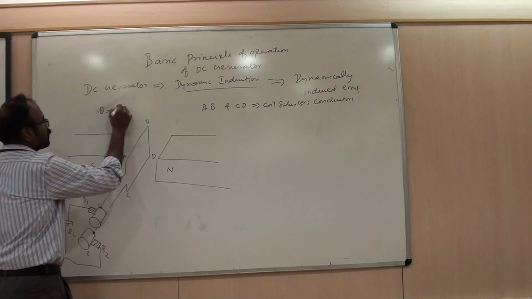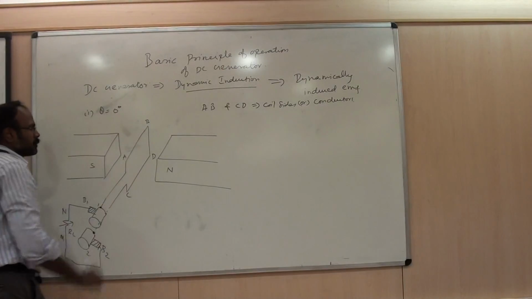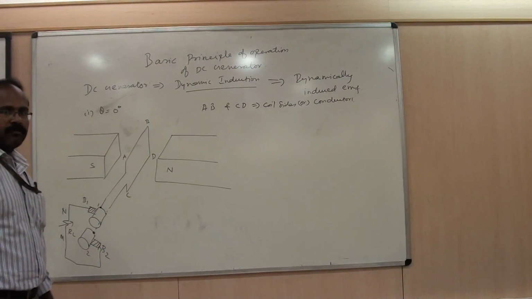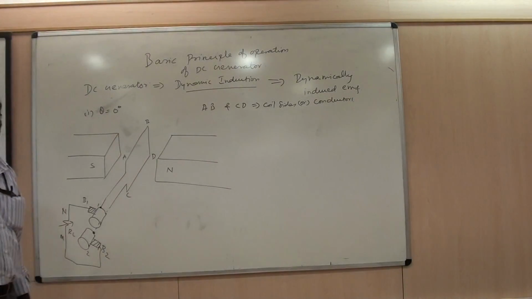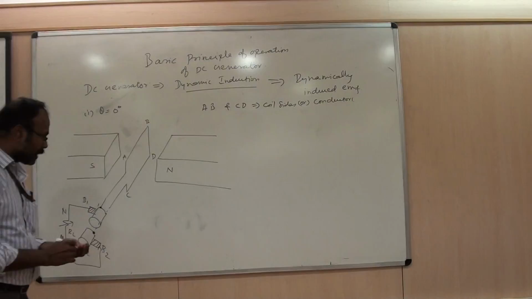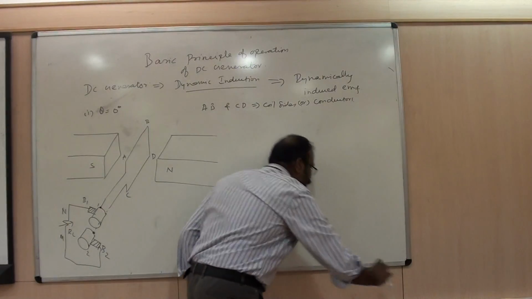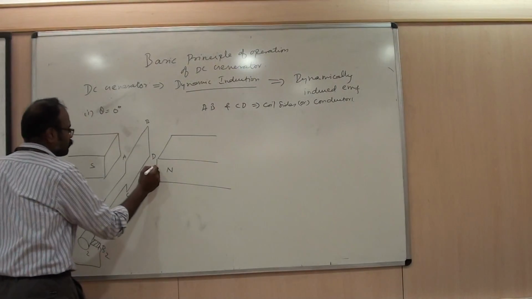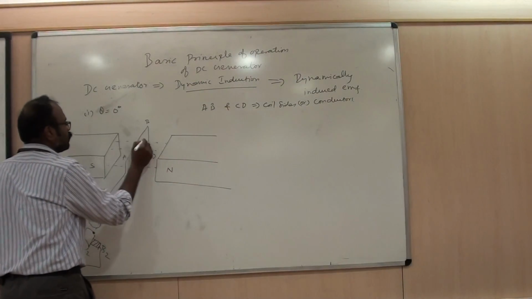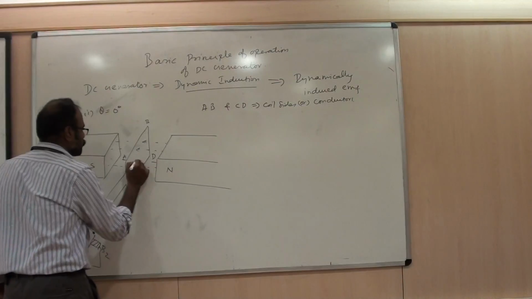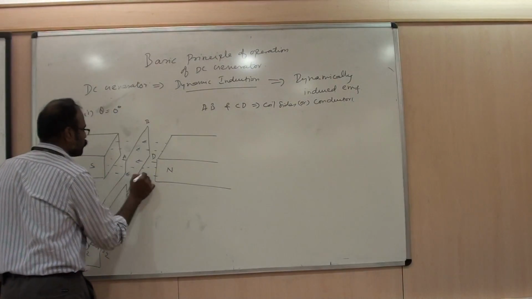Now let us assume this is the initial position. Let us assume it as theta equal to 0, the first position, where the plane of the coil and the plane of the poles are all parallel. Now we can represent our flux lines, which flow from north pole to south pole. Always the flux lines will flow from north pole to south pole.